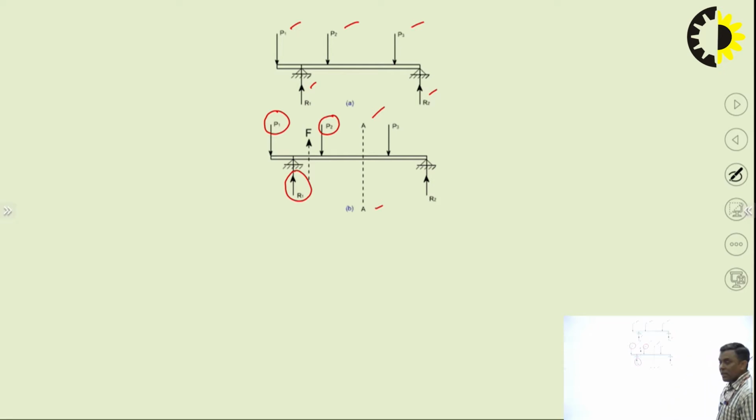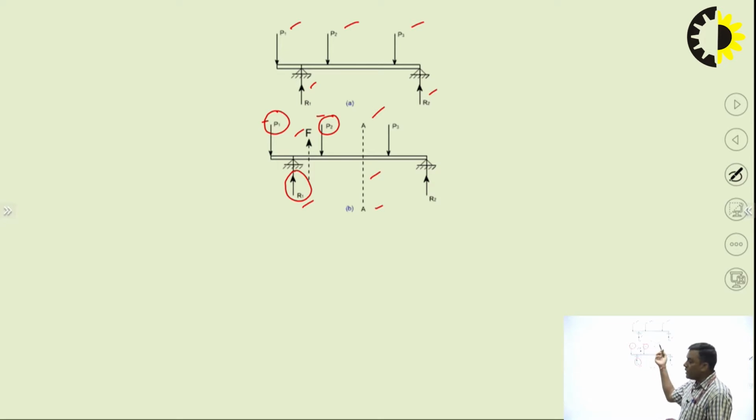We can define shear force as the algebraic sum of all the forces acting on either side of the section plane. The section plane here is AA. To find the shear force at section AA, I take the algebraic sum of all the forces on either the left side or the right side of the section plane. In this case, there are three forces, P1, P2 and R1, on the left side of the section plane. We represent the shear force by F.